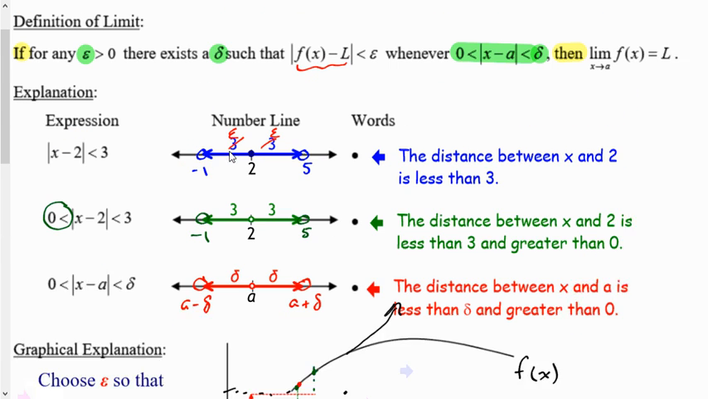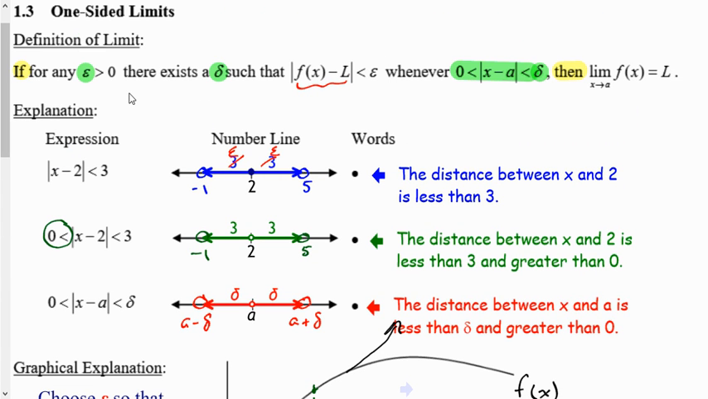For any epsilon value, and we want tiny, tiny, tiny, anything that's greater than 0 and really close to 0, can I find a delta so that the distance between the function and this L is less than epsilon, whenever the distance between my x and a is greater than 0, less than delta? Then the limit exists.